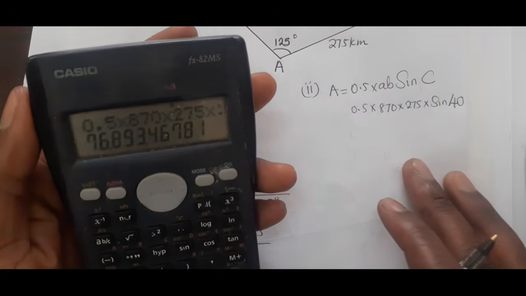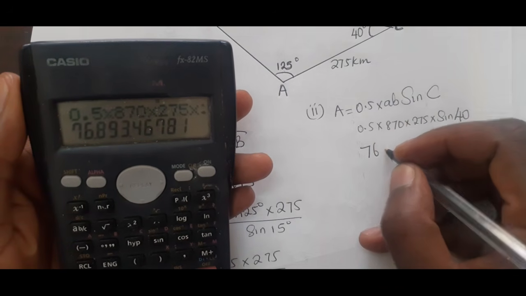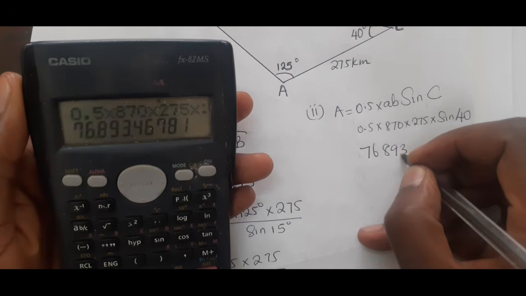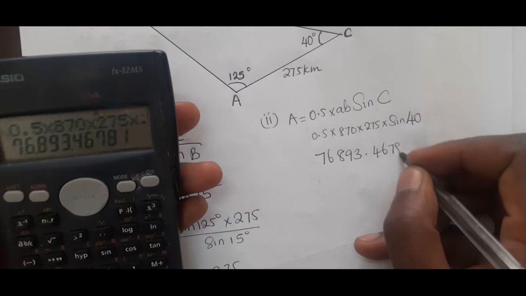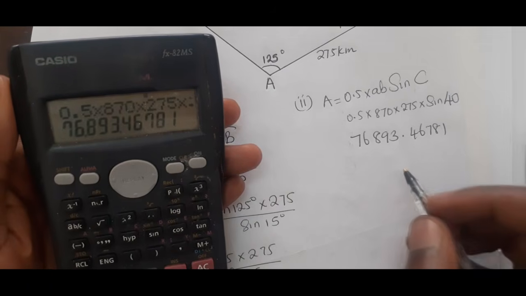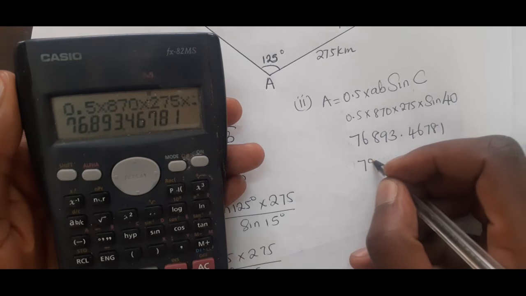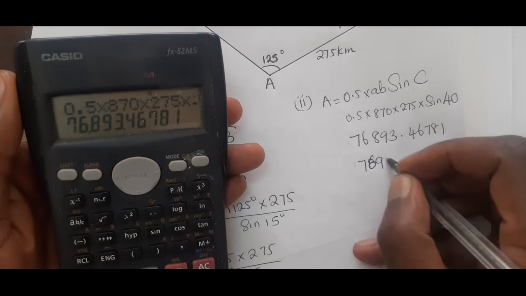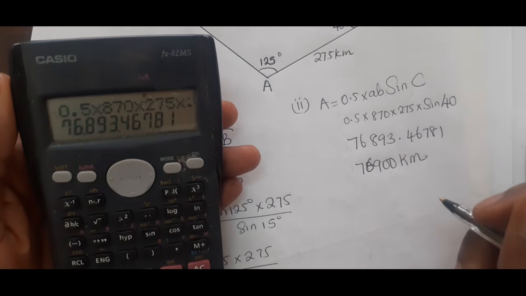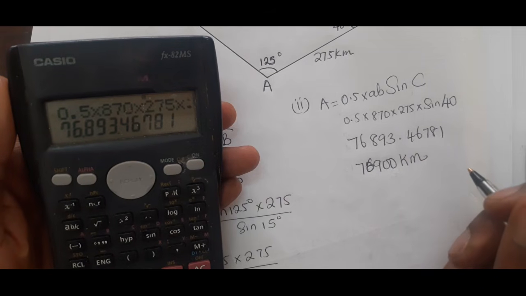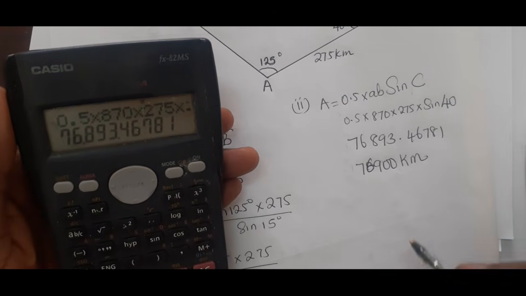We're going to get 76893.46781. So you round off this to 3 significant figures. It's going to give us 76900. That's what we are going to get here.